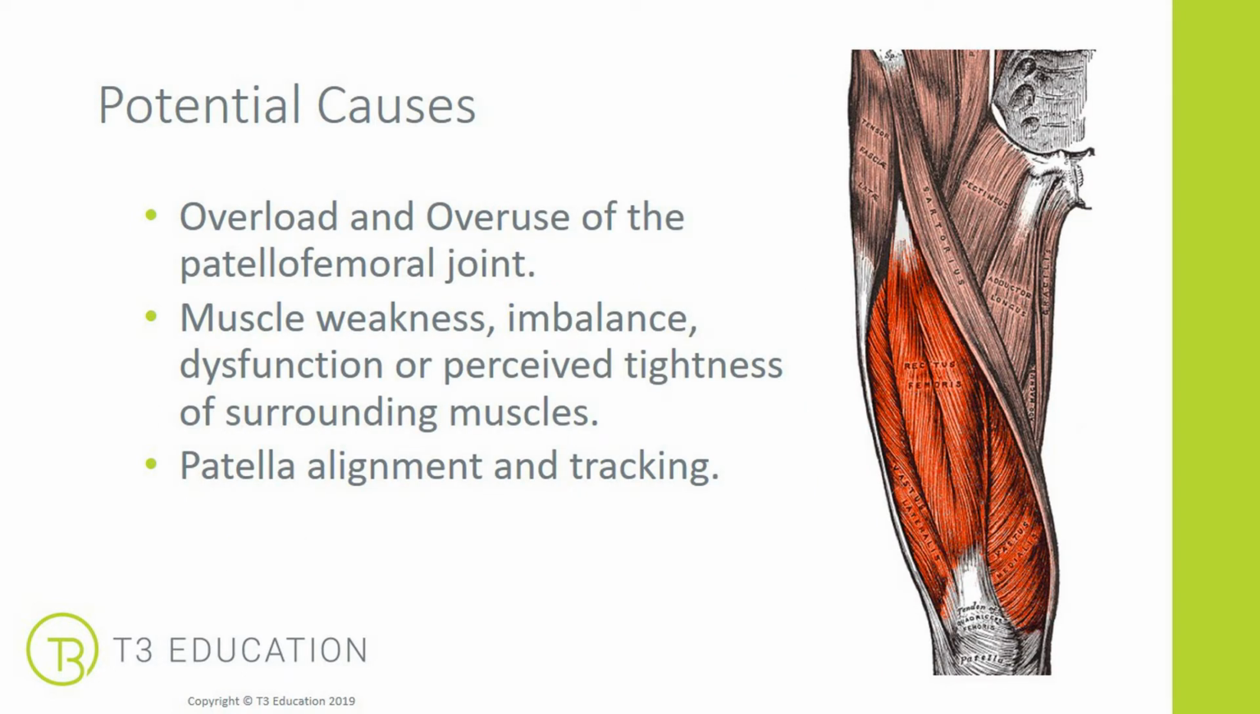So some possible causes of anterior knee pain are often to do with the joint itself or the muscles and tissues surrounding the joint. There may be some overload or overuse of the patellofemoral joint itself. Also some muscle weakness, imbalance, dysfunction, or perceived tightness of all of the muscles surrounding the knee joint itself. And they may include the quadriceps, the hamstrings, gastrocnemius, the iliotibial tract, and even the long adductors as well.